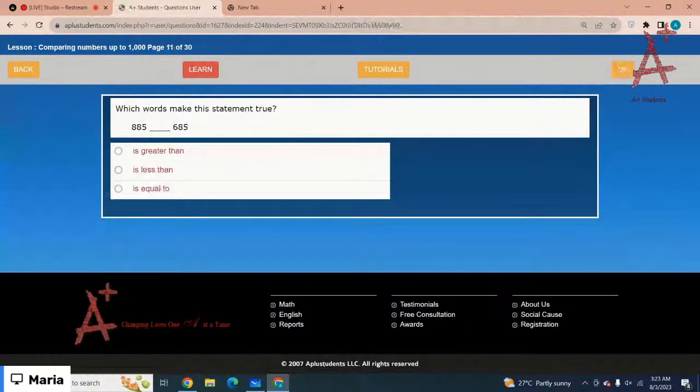Which words make the statement true? 885 and 685. So which is the correct option? 885, right? On the other side, you have 685. Just look at the hundreds digit. 8 is greater than 6, right? That means 885 is greater than 685.